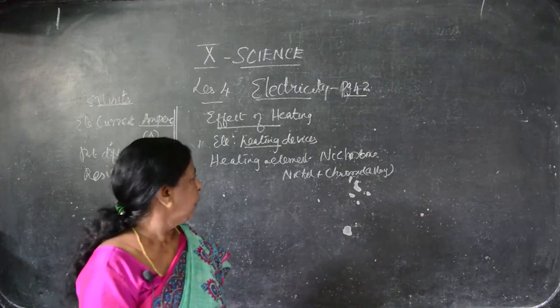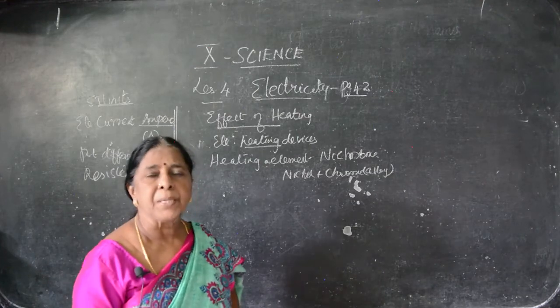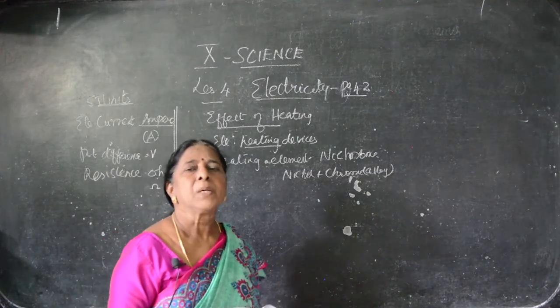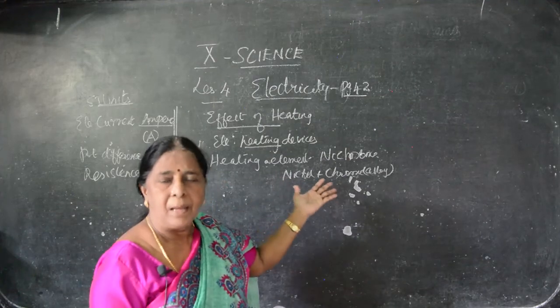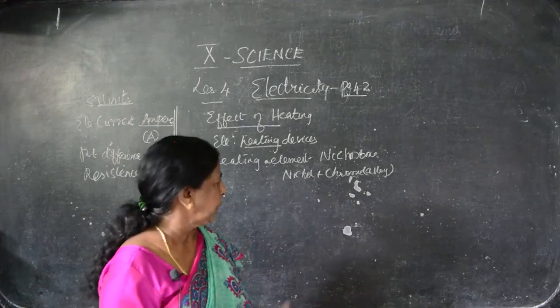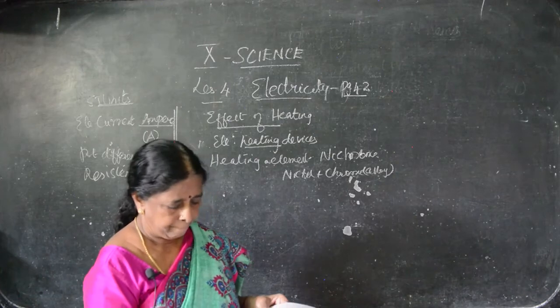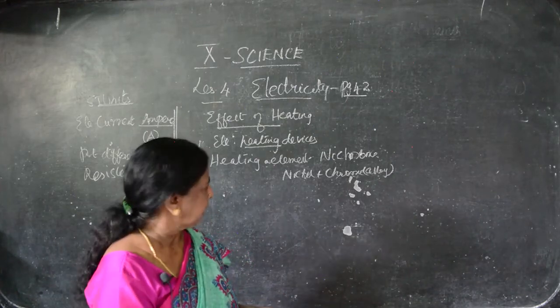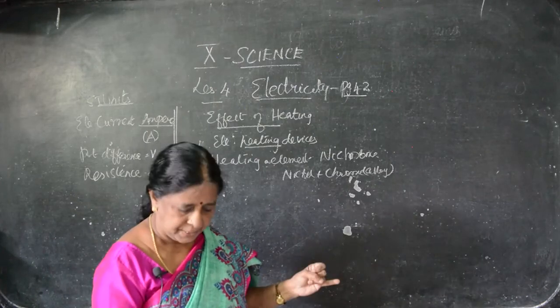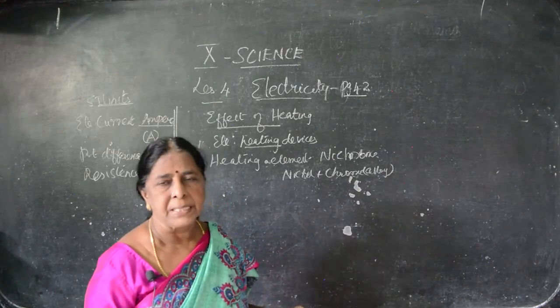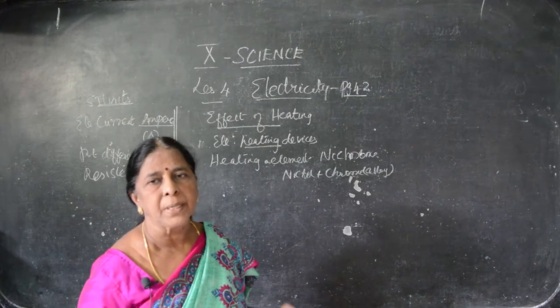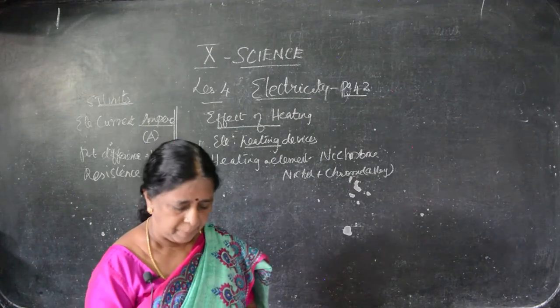Underline this point. What is the heating element used in electrical appliances? Nichrome. Nichrome is an alloy. It's made up of nickel and chromium. Clear? Why are we using it? Because it has high resistivity, high melting point, and it is not easily oxidized. Because of these three reasons only, it is used in electrical appliances.